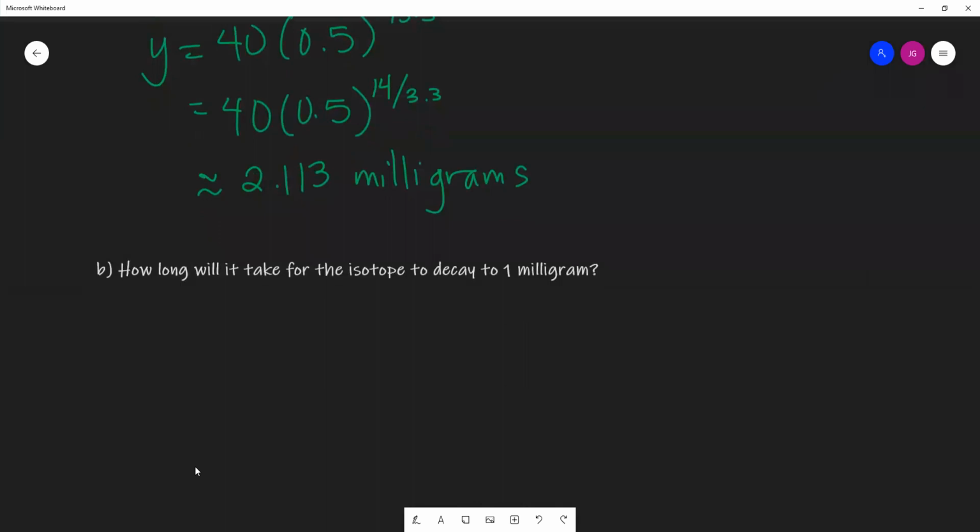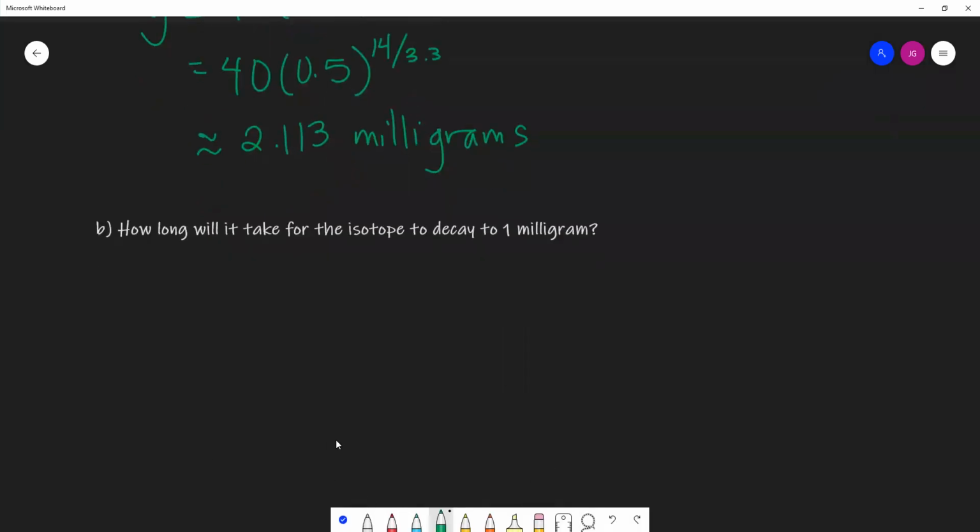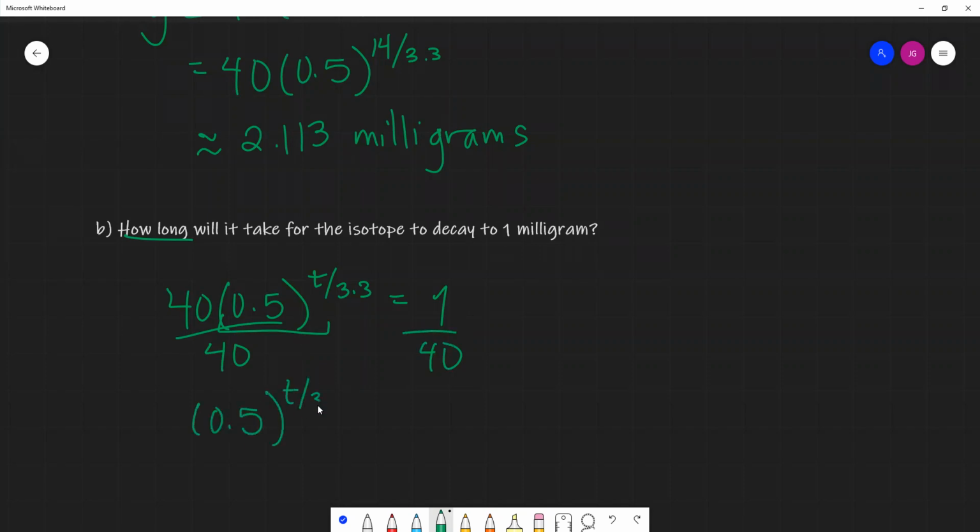And then how long will it take for the isotope to decay to 1 milligram? Same thing as the other question. We set this equal: 40 times 0.5 to the t over 3.3, since it's asking how long, is equal to 1 milligram. Okay, we'll need to divide over the 40 because we want to isolate this. So divide both sides by 40. We get 0.5 to the t over 3.3 is equal to 1 over 40. And I'm wanting to know if that's a nice decimal or not. I don't know off the top of my head. Let's see. Yeah, it's okay. It's 0.025.